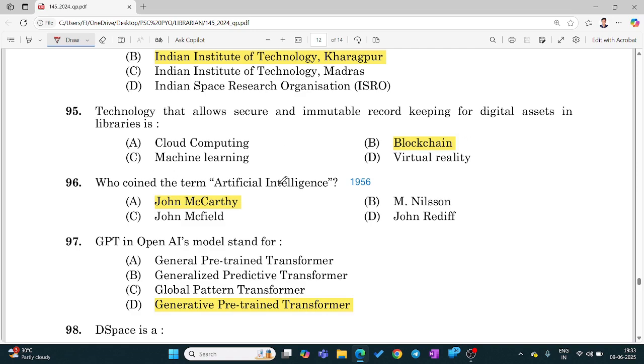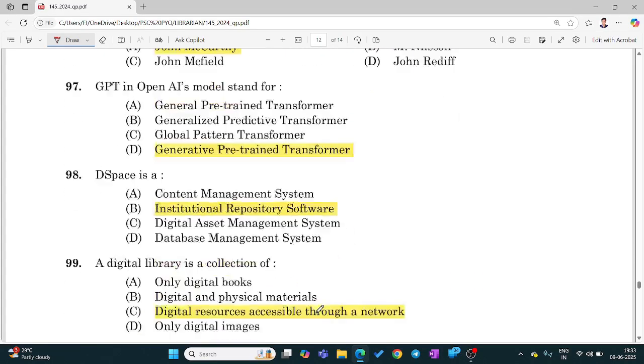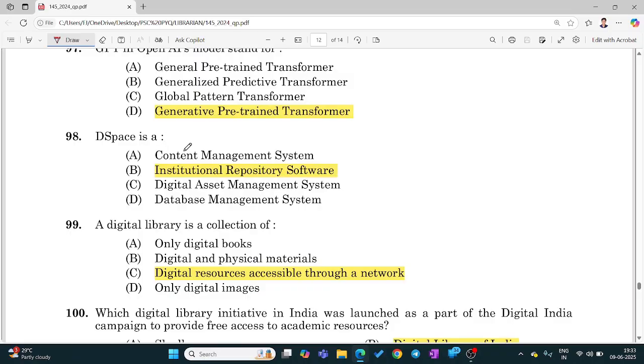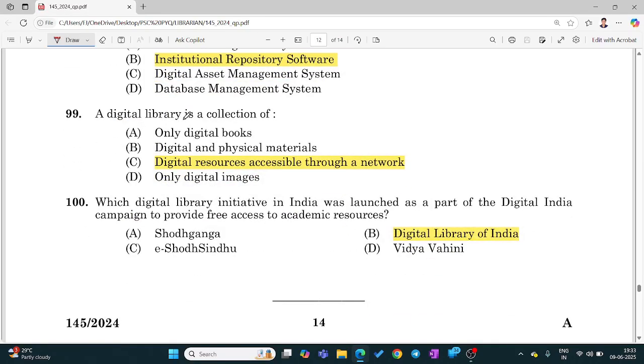Who coined the term artificial intelligence? John McCarthy is the answer. GPT in OpenAI's model stands for Generative Pre-trained Transformer. DSpace is an institutional repository software. A digital library is a collection of digital resources accessible through a network. Which digital library initiative in India was launched as a part of the Digital India campaign to provide free access to academic resources? Digital Library of India is the answer.